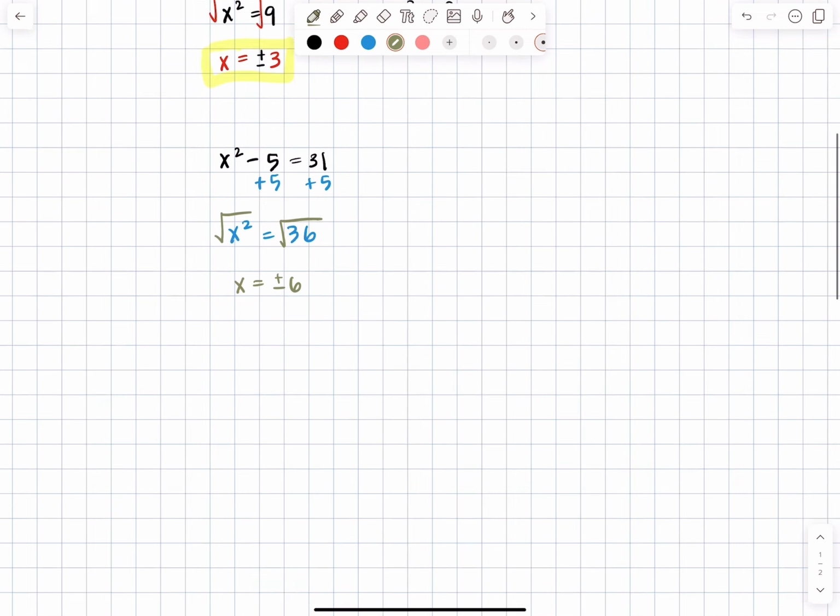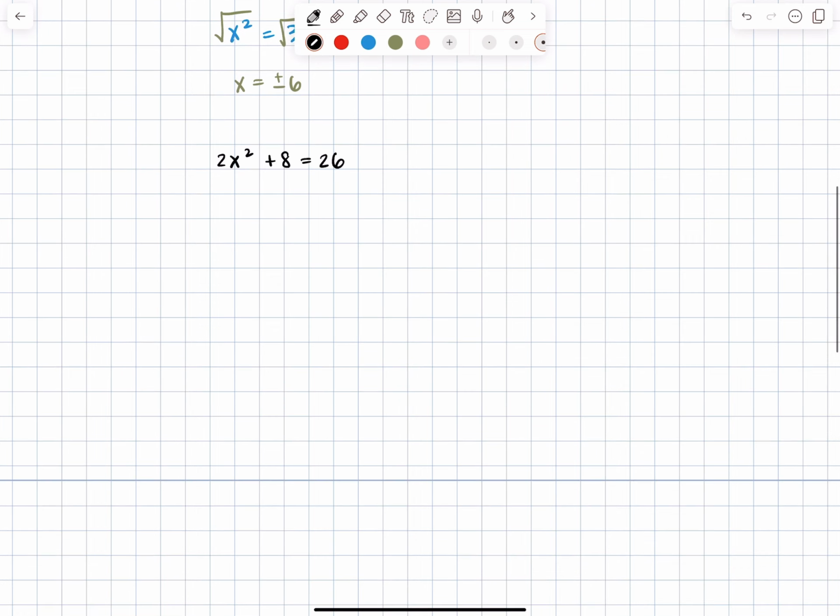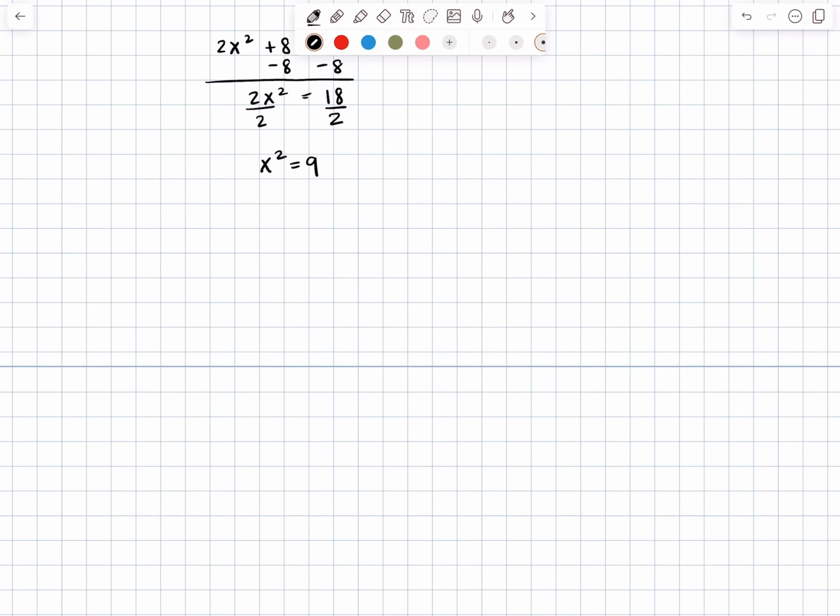Our third example is 2x squared plus 8 equals 26. Isolate the x squared by subtracting 8 on both sides. 26 minus 8 is 18, so 18 equals 2x squared. Then divide both sides by 2, and you get x squared equals 9. To get rid of this 2 in the exponent, all we're going to do is take the square root on both sides, and that gives us x equals plus or minus 3.